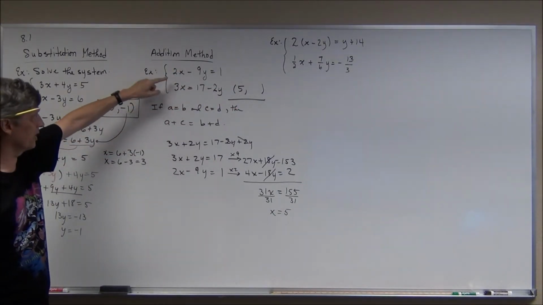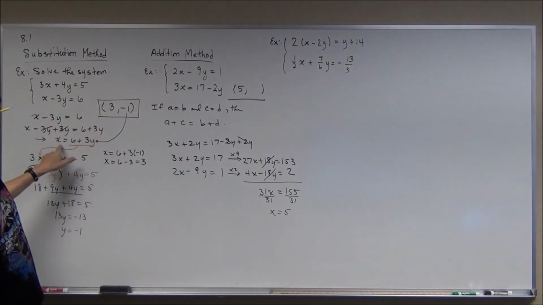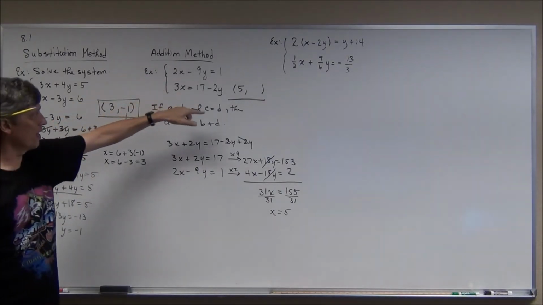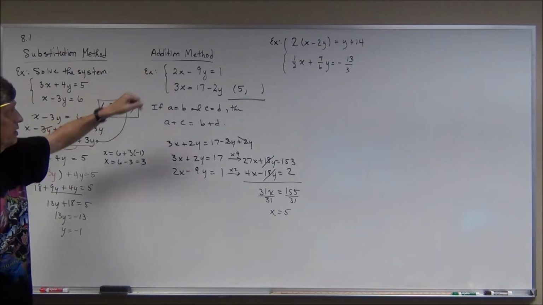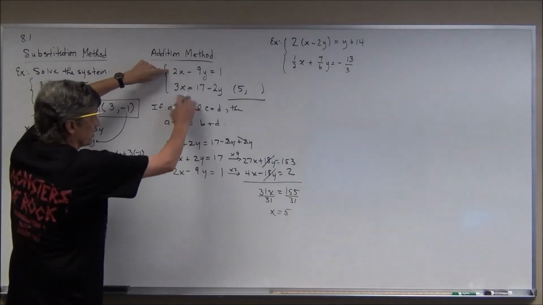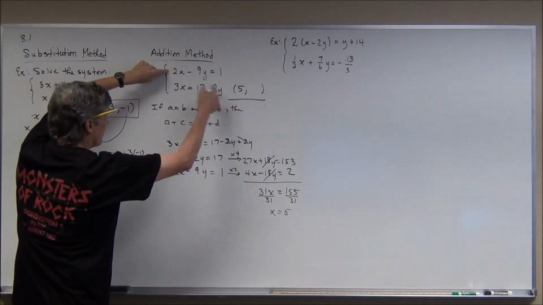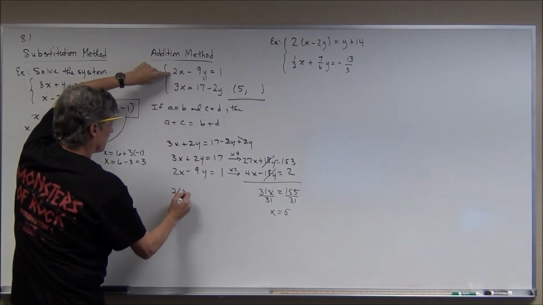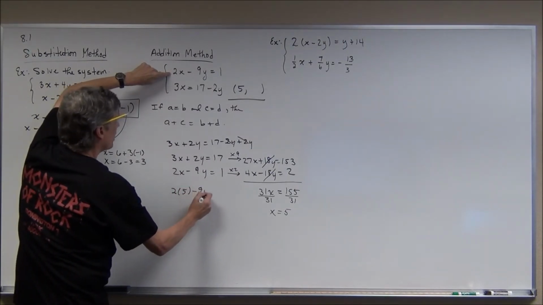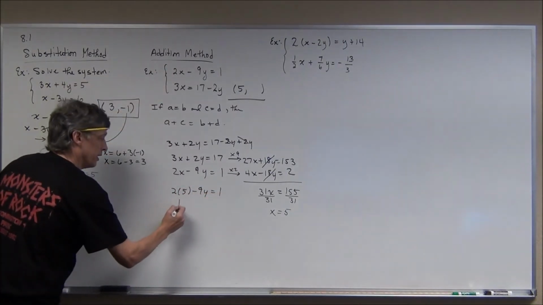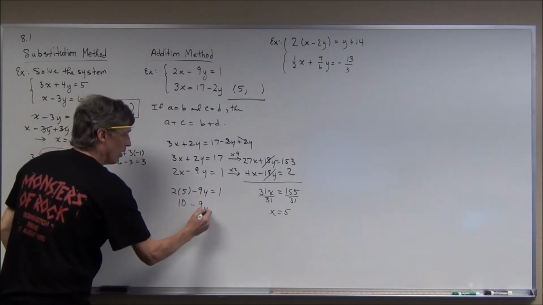It doesn't really matter, and I don't have the convenience of the substitution one here, where I have one of the equations all set up. I'll just take the top one. It doesn't matter which one you take, and plug 5 in for x. So that'd be 2 times 5 minus 9y is equal to 1. So I get 10 minus 9y is equal to 1.